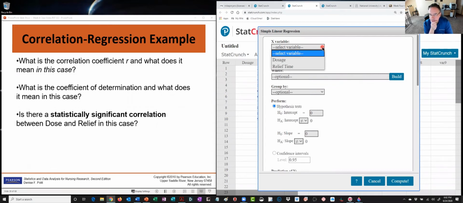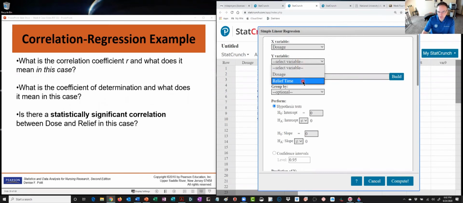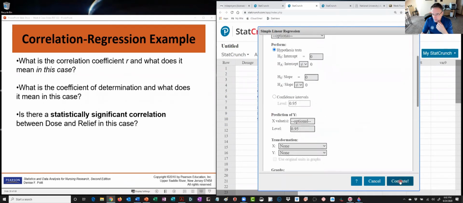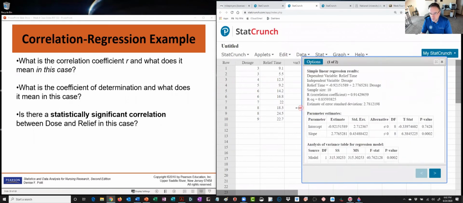Dosage or relief time? Yeah, you guys got it. So you don't need me anymore. I even mixed it up because usually I ask you the outcome variable and you still got it right. Okay, so dosage goes there and relief time is our outcome that will go in the Y. You guys are pros. Okay, so we put that in there. We leave our test alone because that's our R equals 0 that you told me from the beginning is right. Then we click on compute and we get our results.